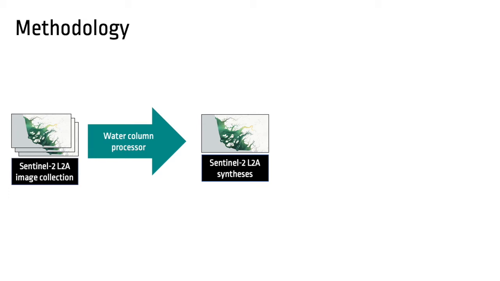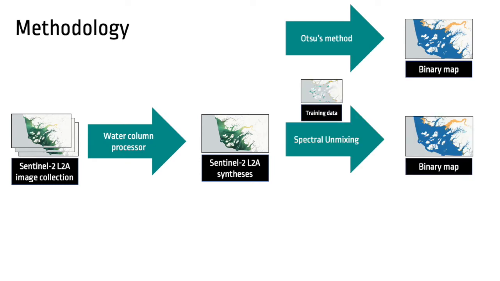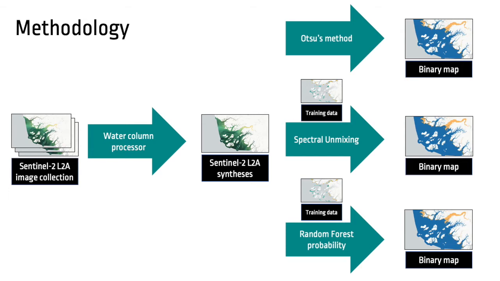To separate the clear water and turbid zone classes, we employ three different separating methods, which are Otsu's method for bimodal thresholding, linear spectral unmixing, and random forest machine learning classification with pixel probability output. For the last two methods, we applied probability thresholding between 0 to 100 with an interval of 10 and evaluated them quantitatively and qualitatively. The results are binary maps of clear water and turbid zone classes.